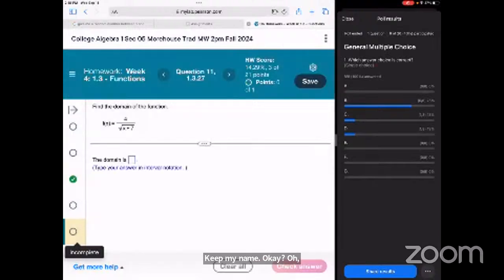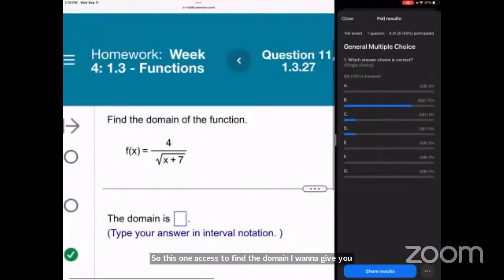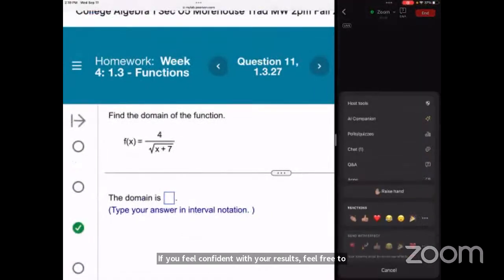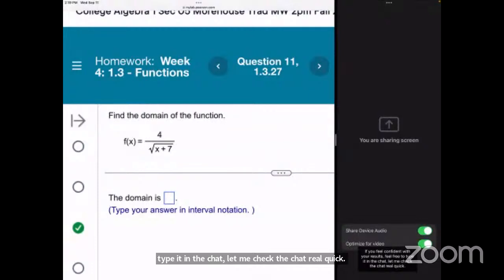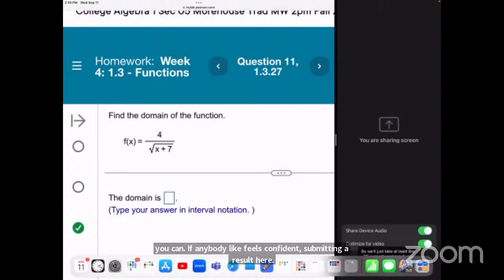So this one asks us to find the domain. I want to give you at least 30 seconds to give this one a go. If you feel confident with your results, feel free to type it in the chat. Let me check the chat real quick. I think my audio is working because I can see my captions and nobody else has stopped me. So I think you got the right idea. But just take some time. We'll take at least 30 seconds and see if anybody feels confident in submitting a result here.